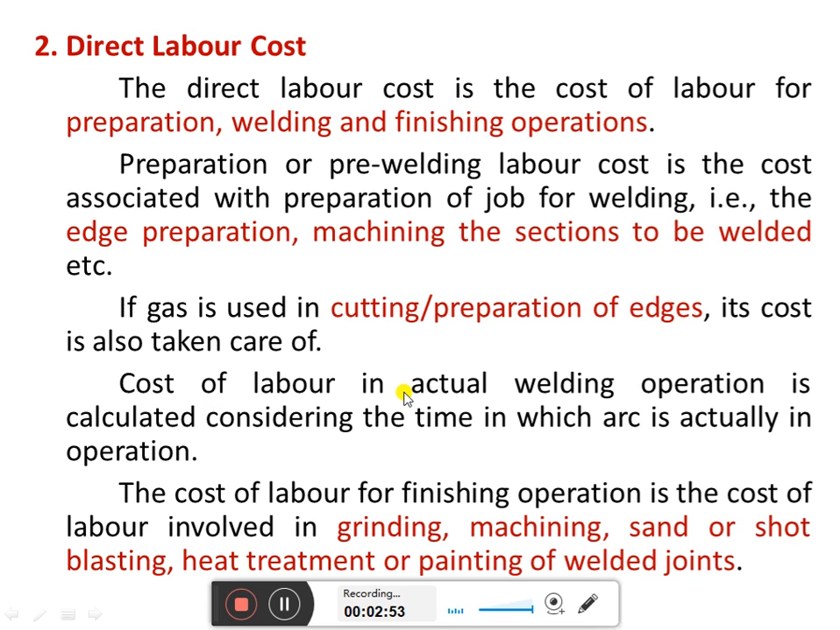The cost of labor in actual welding operation is calculated considering the time in which the arc is actually in operation. So that is the cost of labor in the actual welding process. Then the cost of labor for finishing operation is the cost of labor involved in grinding, machining, sand or shot blasting, heat treatment or painting of welded joints. So this is the direct labor cost.